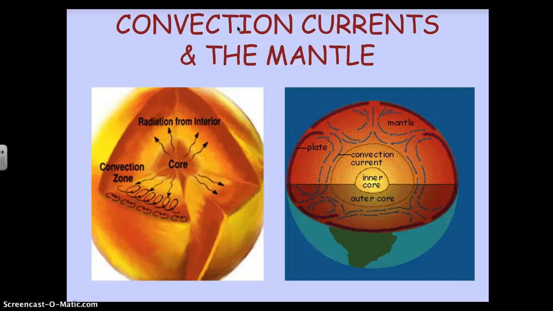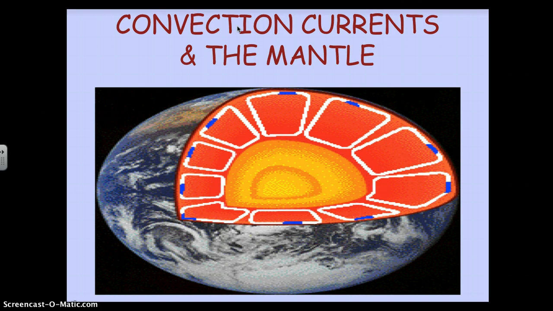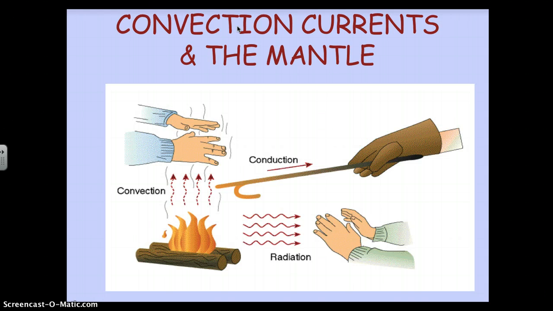So here it really shows us the core, and there's radiation from the interior. We start to get a convection zone where there's rising and falling, and that helps to move the plates around. If you look on the right, you can see that those convection currents are happening right beneath the plates. So this shows just some of the ways that there are convection currents in the mantle.